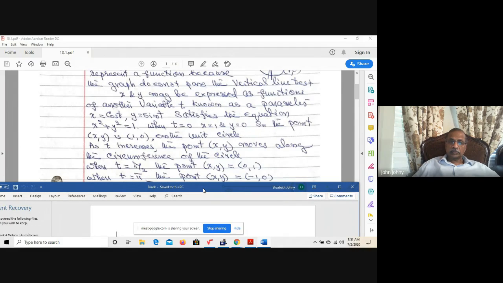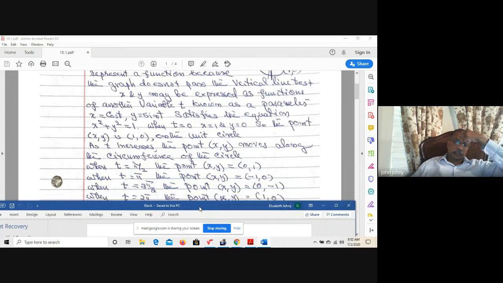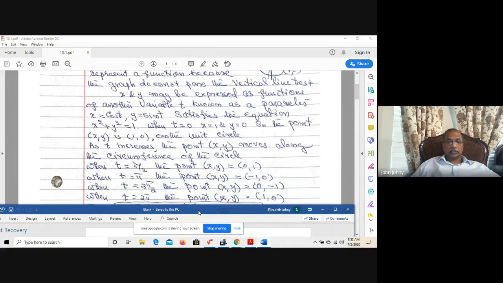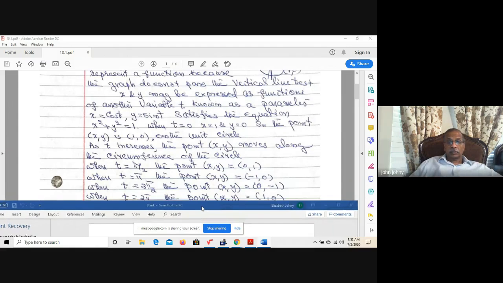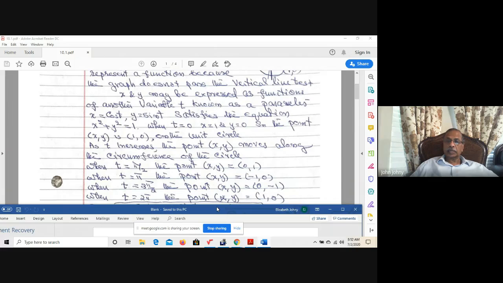And when t is equal to pi, the point (x, y) is (-1, 0), because cos pi is -1 and sin pi is 0. When t is equal to 3 pi over 2, the point is (0, -1), because cosine of 3 pi over 2 is 0 and sine of 3 pi over 2 is -1. When t is equal to 2 pi, the point again becomes (1, 0), because cosine 2 pi is 1 and sine 2 pi is 0.